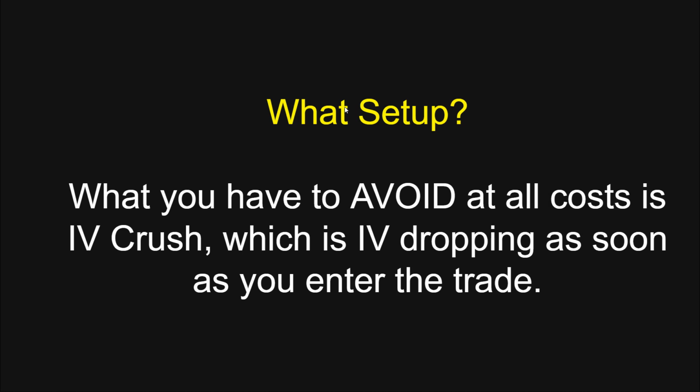Now, what setup should we take this with? Should we take these on pullbacks or breakouts, or what kind of bullish setup should we take them with? What you have to avoid at all costs is implied volatility crush. Let me explain this for a second here. When an asset sells off like this in price, what you will have at the very same time is the implied volatility will shoot higher. Implied volatility is the implied forward move.